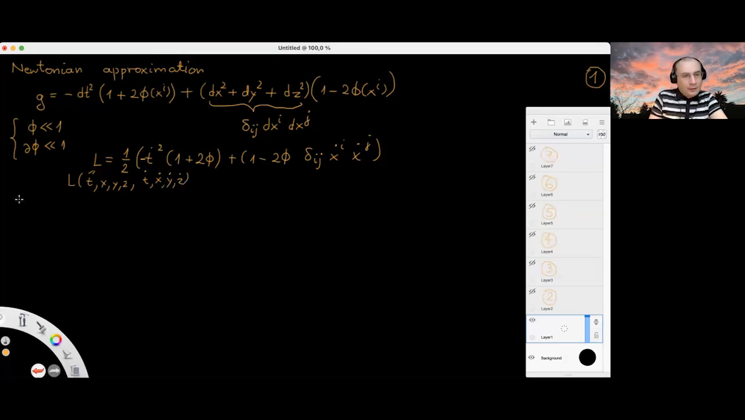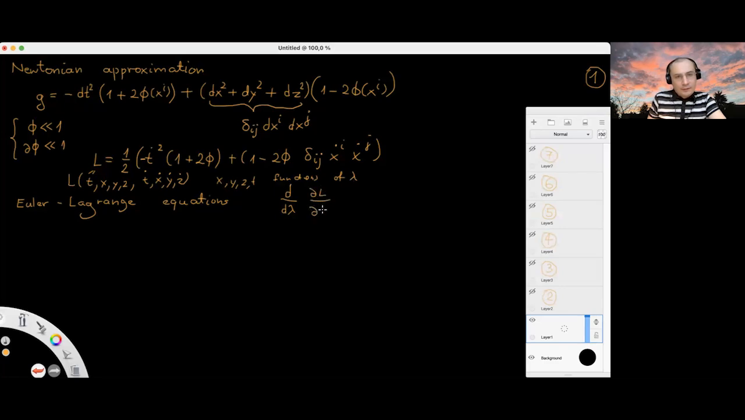We calculate the Euler-Lagrange equations. So we take the full derivative with respect to lambda. Lambda is the parameter, so x, y, z, t are all functions of lambda. We take formally the derivatives with respect to each of the derivatives of each component, minus dL over dx^mu, and this should be zero. After appropriate differentiation, which I will not repeat, you can show that the resulting equations take the following form. It's 2 plus 2 phi divided over 1 minus 2 phi, x dot^k t dot equal to 0.